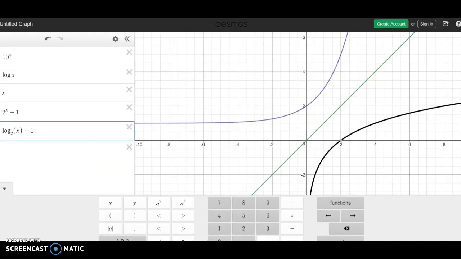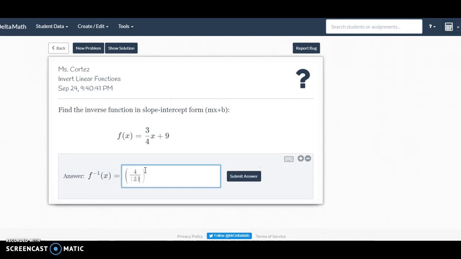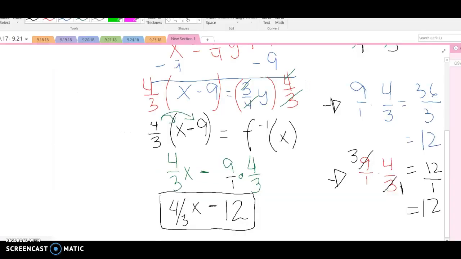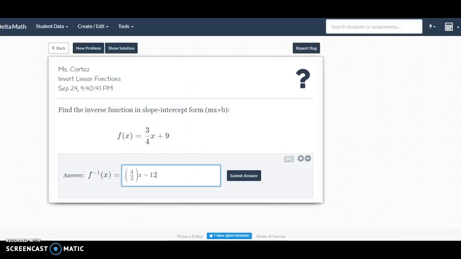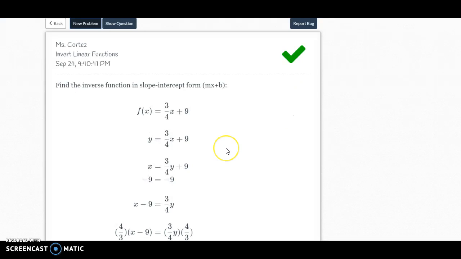So we said it was 4 divided by 3. Whoops, put an extra parentheses there. X, and then I forgot what it was, minus 12. All right, because it does ask us for mx plus b. And so when we submit, yes.